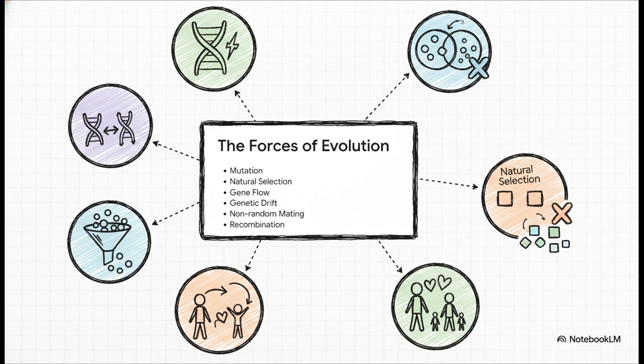Mutation introduces brand new alleles. Natural selection gives a boost to alleles that help with survival. Gene flow is just migration, moving alleles between populations. Genetic drift is pure random chance, and it has a much bigger impact in small populations. And non-random mating means individuals are making choices, which shifts which genes get passed on. These are the things that are constantly pushing and pulling on a population, causing it to evolve.